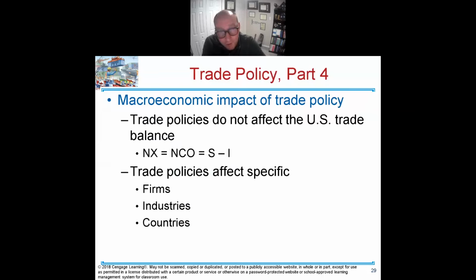Trade policies do not affect the United States trade balance, typically. Net exports equals net capital outflow, which equals savings minus investment. Policies affect companies, industries, and other countries. They should just say it affects everyone, because everyone is either working somewhere, wants to buy something, or wants to do some kind of trade.